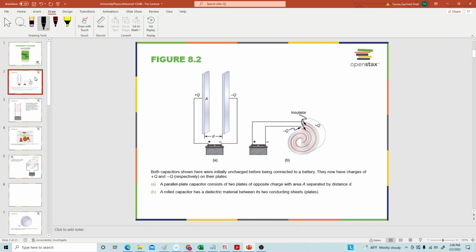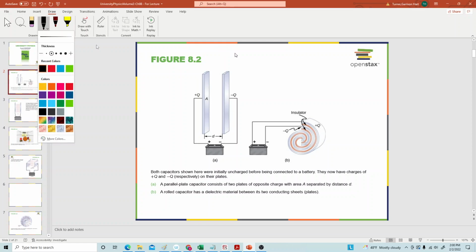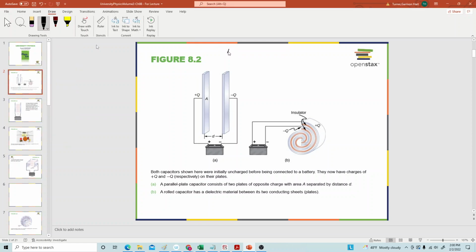And so the first thing to note, okay, what is capacitance? Capacitance at the end of the day is a device that stores charge. Okay, that is the fundamental purpose of building a capacitor. It is a device that stores charge.